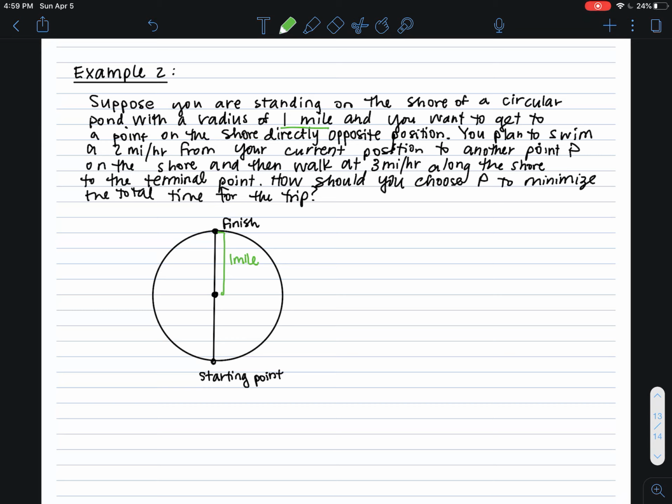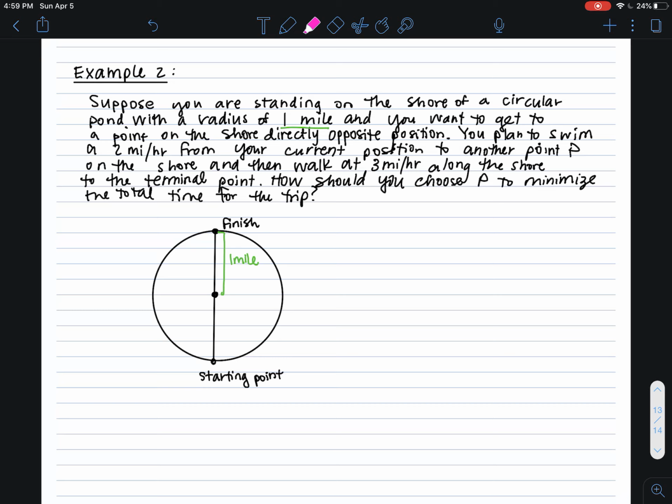So this is a confusing question. So we're going to draw it out and talk about it. So first of all, here's our pond that I drew, and we have our starting point here. Our goal is to get across the lake at this finishing point, and the radius of the lake is 1 mile. So I drew those in. I'm going to highlight the other information and we'll add it in.